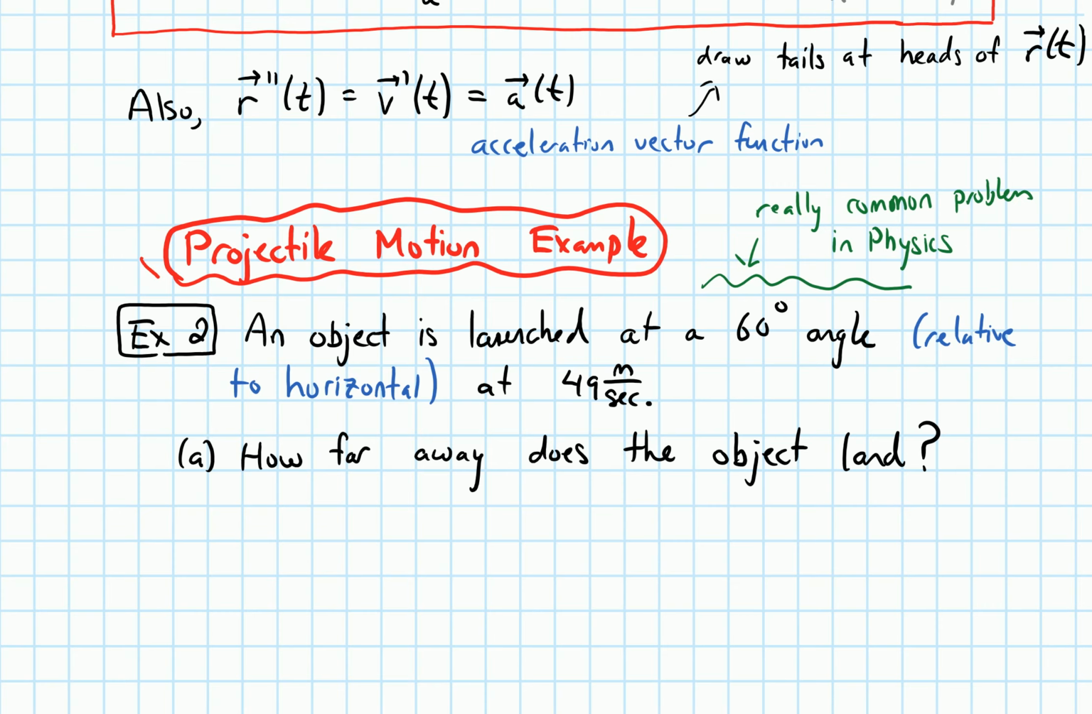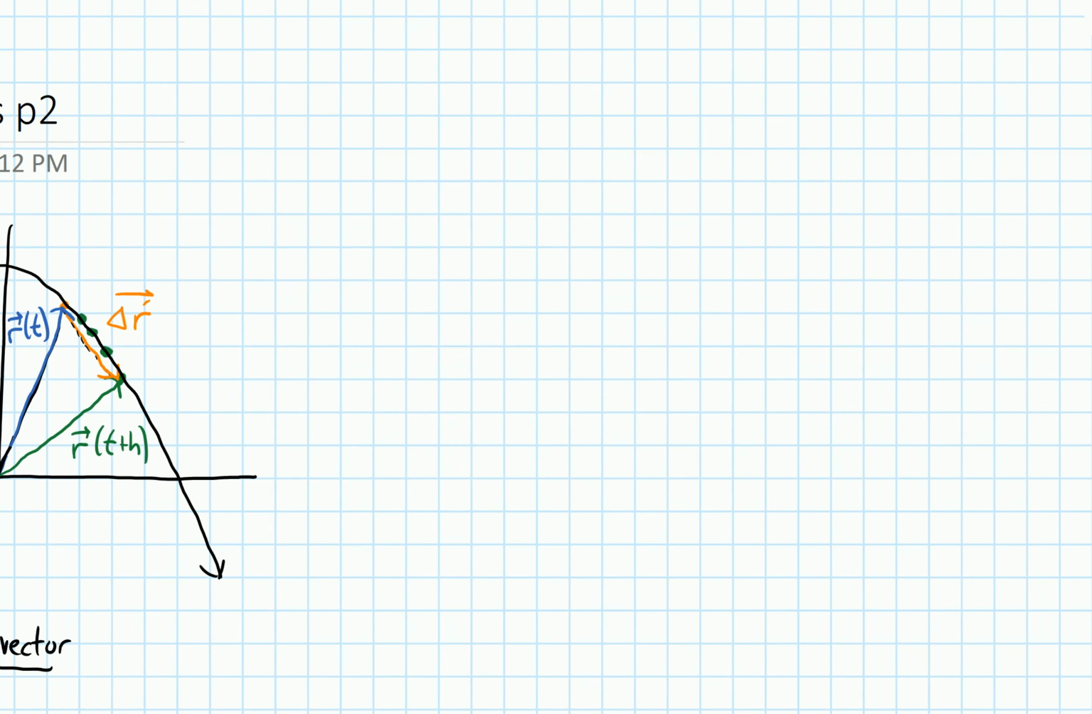So let's begin by drawing a picture of the situation. Okay, so in the picture, let's say that we have some ground here, and then we have this object. I'm going to indicate the object with a dot, and the object is launched at a 60-degree angle relative to the horizontal. So let's say that this is making a 60-degree angle, so it's launched up in this direction. So this is a 60-degree angle right here.